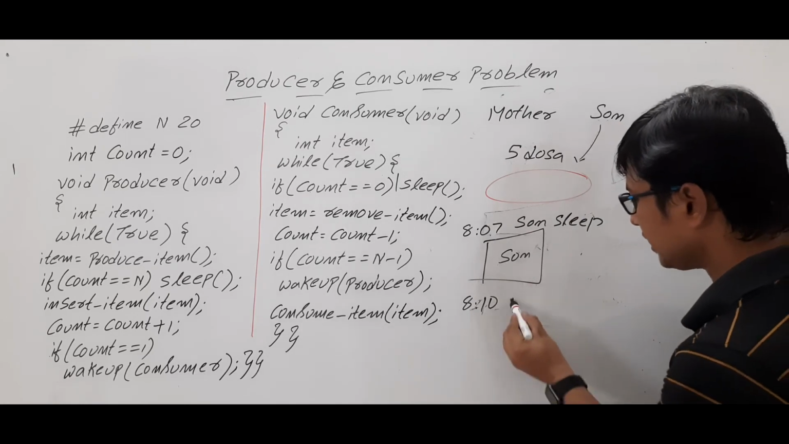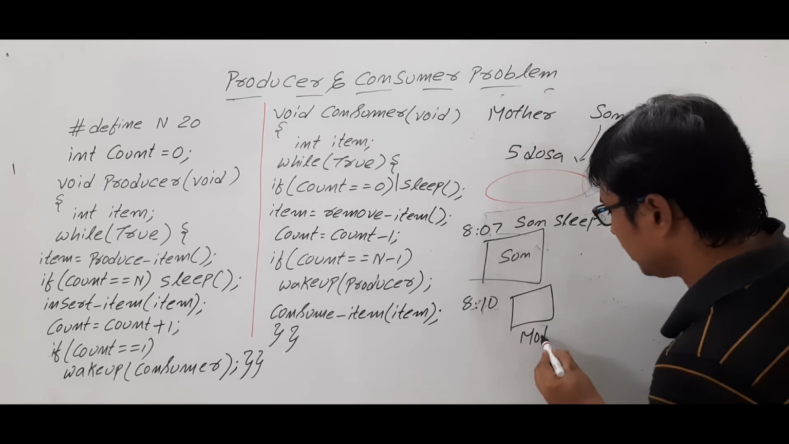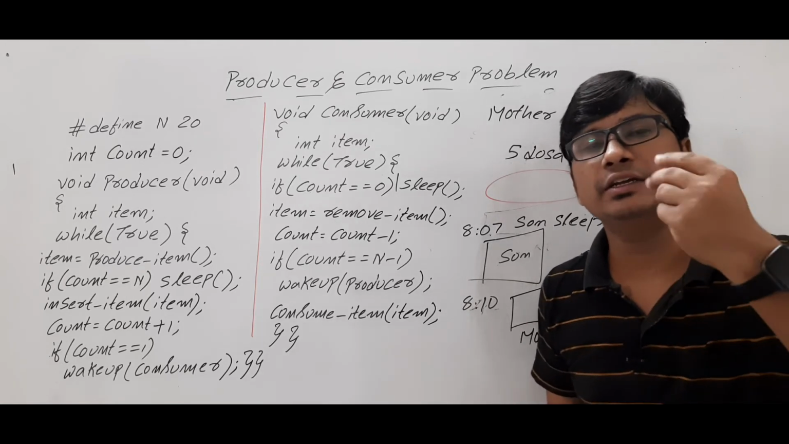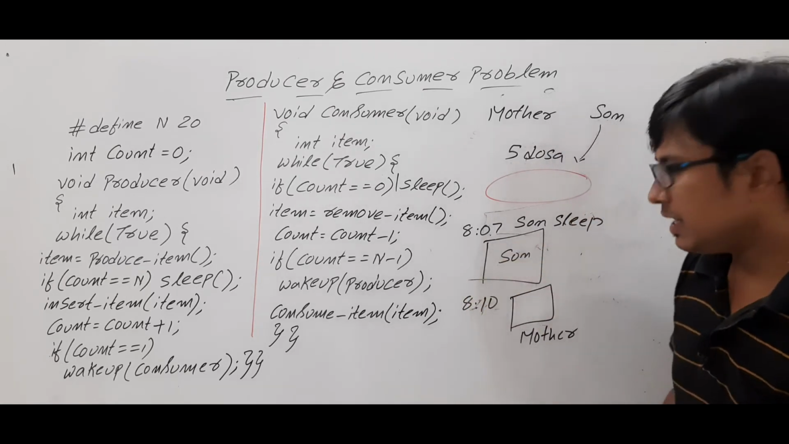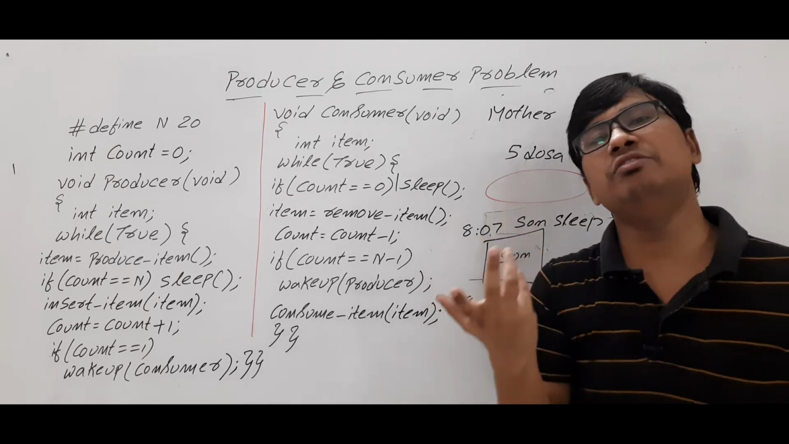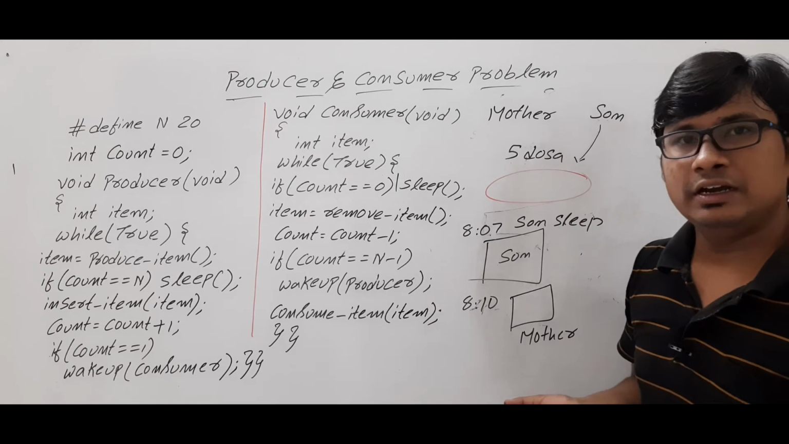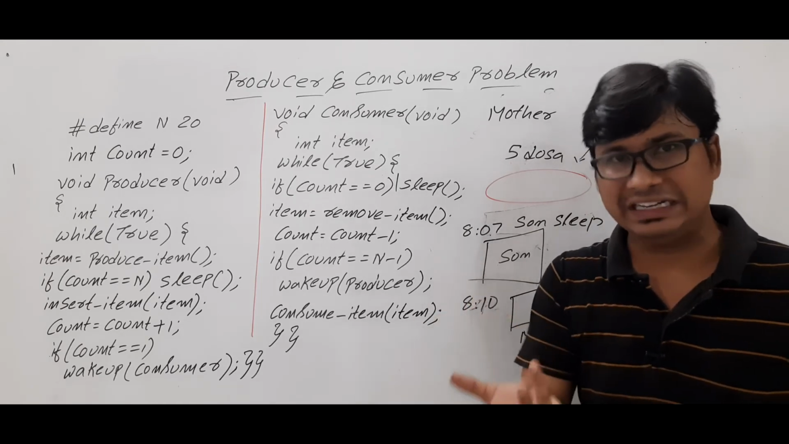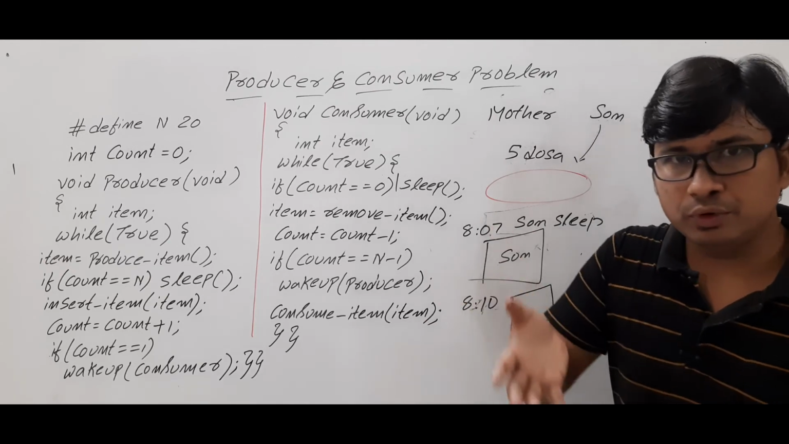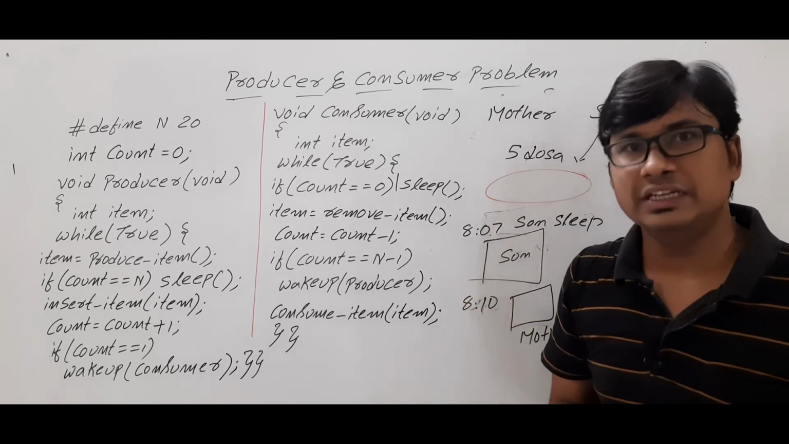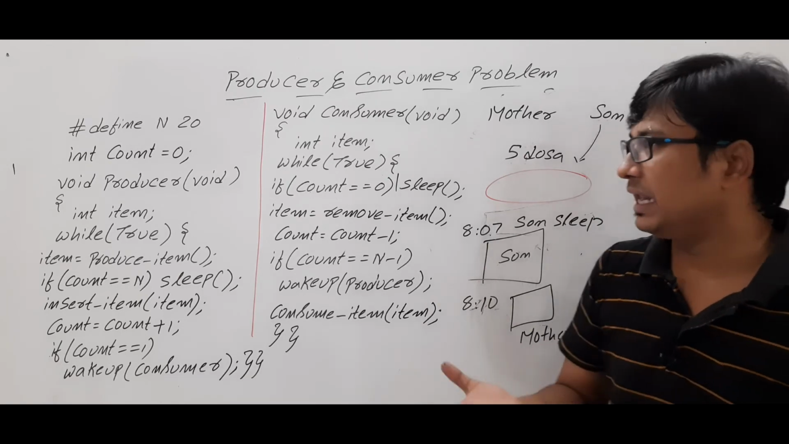Now at 8:10, mother went and slept in her room, and she is thinking that okay, when my son completes eating one dosa, he will wake up. And the son is thinking that once my mother pours one dosa, she will wake up. Now both are sleeping. Now what is happening? Both are in the wait state. Am I right? Now if both processes are in the wait state, what is this scenario? This is deadlock. Am I right or wrong?